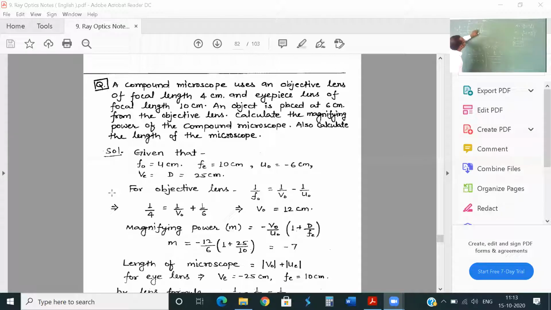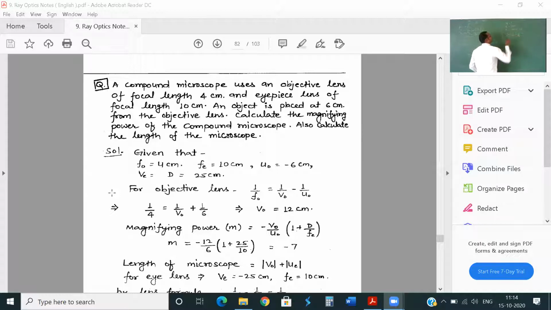Our aim is to find UE now. I need to find UE, UE is equal to question mark. FE is given as 10 centimeter. And what is VE? VE is where the image has to form, at the least distance of distinct vision, that is 25 centimeters. You know already, that is capital D. Now apply the lens formula: 1 by V minus 1 by U is equal to 1 by F.